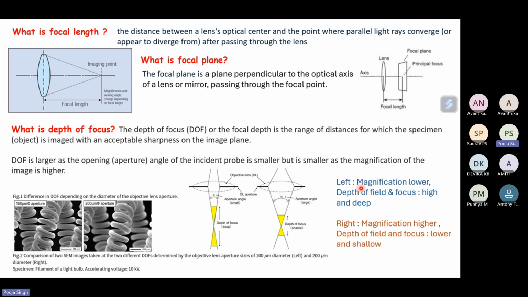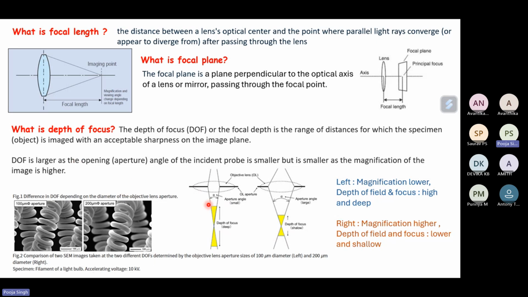So where the magnification is higher, the depth of focus will be shallow, meaning it will not be deep. And if the depth of focus is deep, then the magnification will be lower. So this has to be understood. Magnification is basically inversely proportional to the depth of focus.